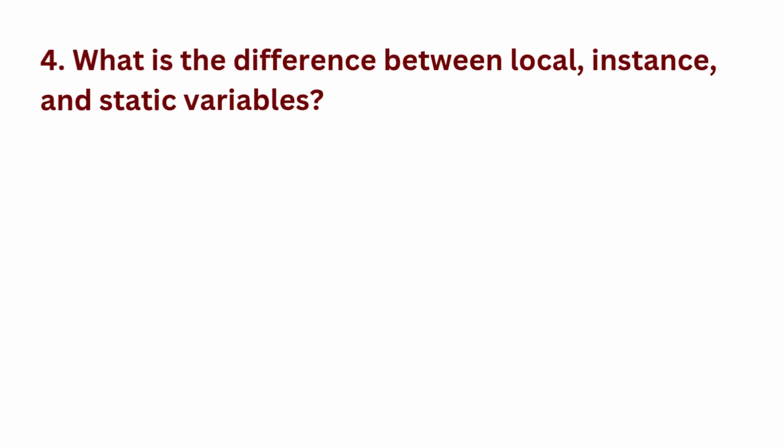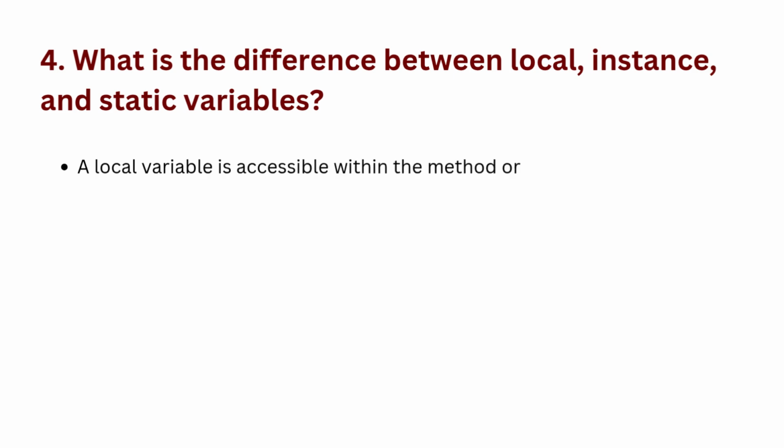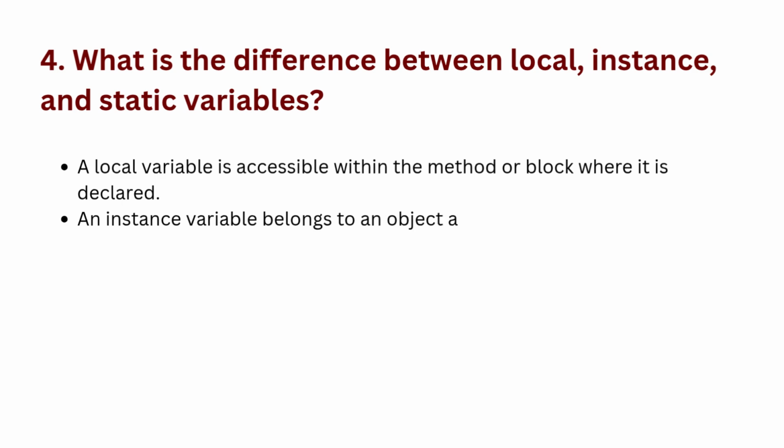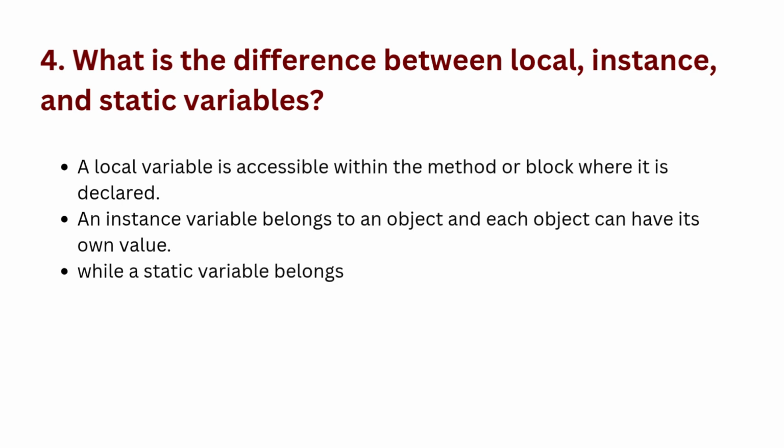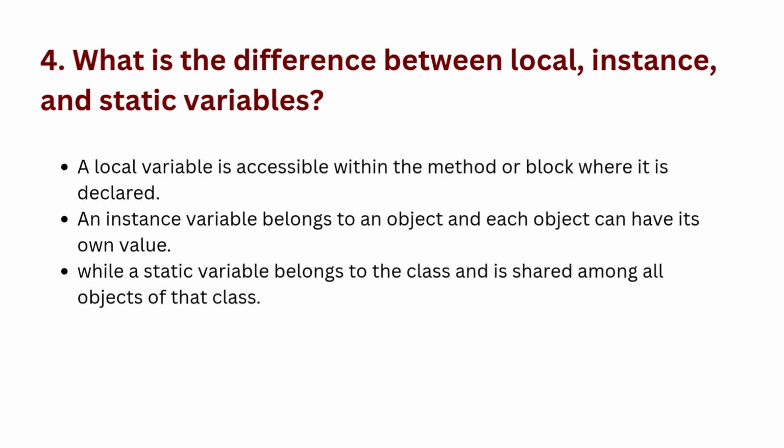Fourth question: what is the difference between local, instance, and static variables? Answer: a local variable is accessible within the method or block where it is declared. An instance variable belongs to an object, and each object can have its own value, while a static variable belongs to the class and is shared among all objects of that class.